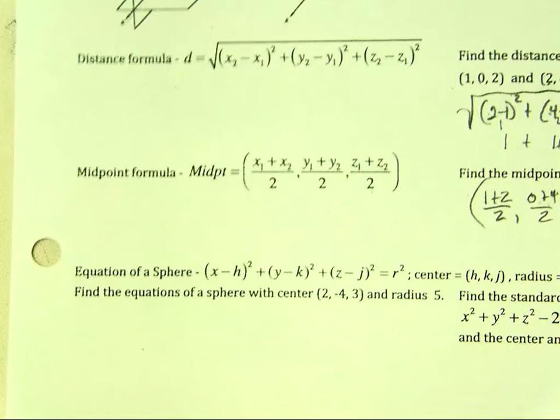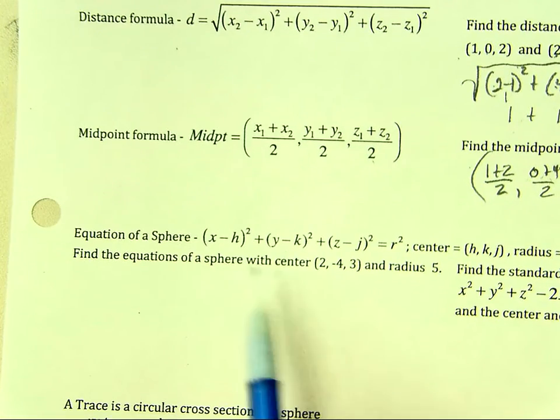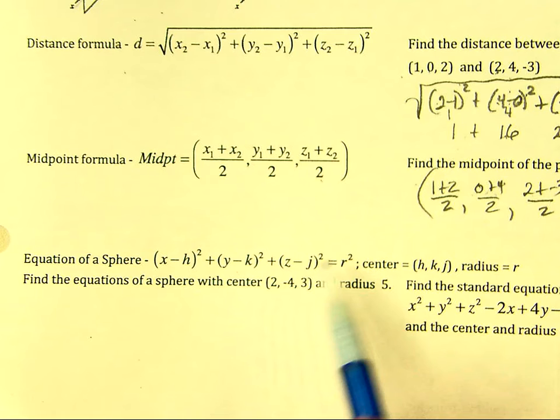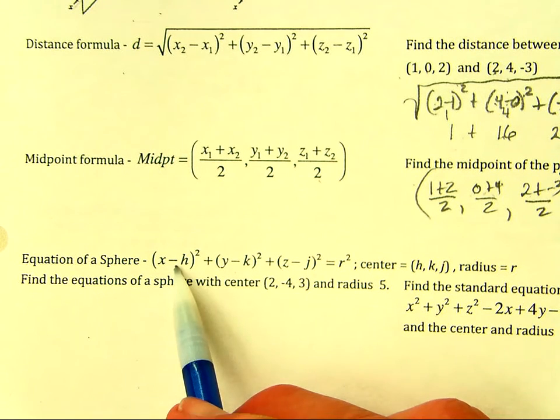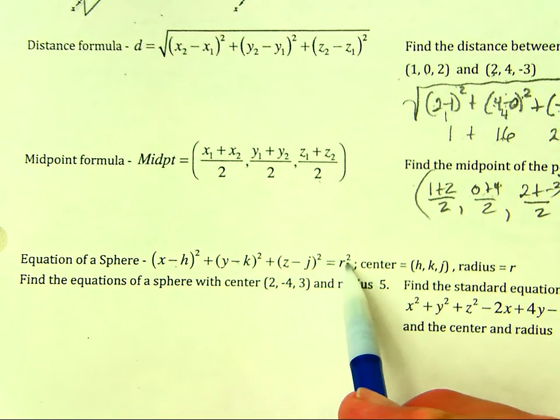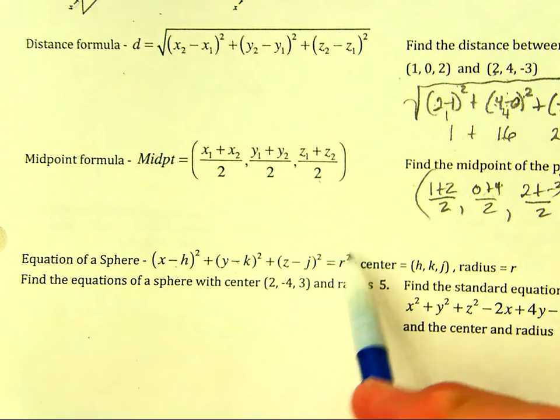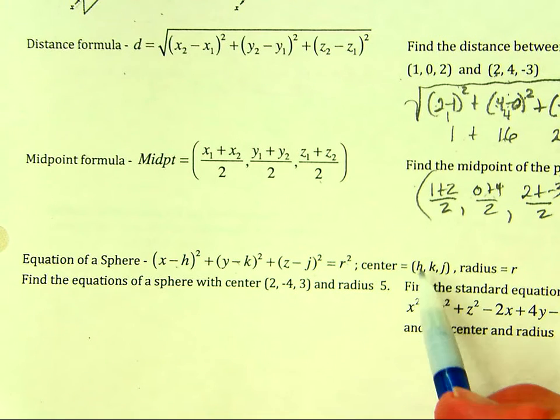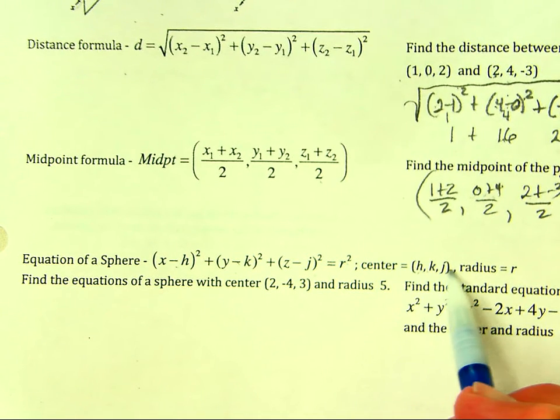The next one is the equation of a sphere. It's just like the equation of a circle, except we add the third coordinate. So (x minus h) squared plus (y minus k) squared equals r squared. That was a circle. All we do for a sphere is we add (z minus j) squared. And so the center of the sphere is (h, k, j).